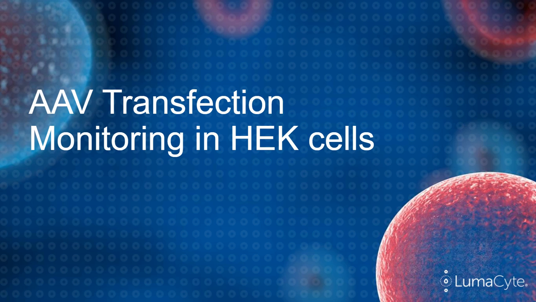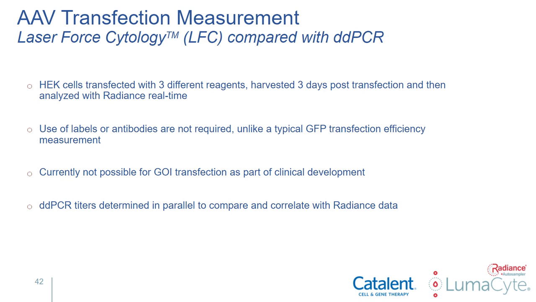The last experiment I'll be discussing is the experiment we did to measure the AAV transfection in HEK293 cells without labeling. So HEK293 cells in suspension were transfected with 3 different reagents which are commercially available. And on day 3, samples were taken or harvested to measure on the Radiance, although the culture carried on. And at the end of the culture, the ddPCR measurements were also performed. In this case, there was no use of labels or antibodies.